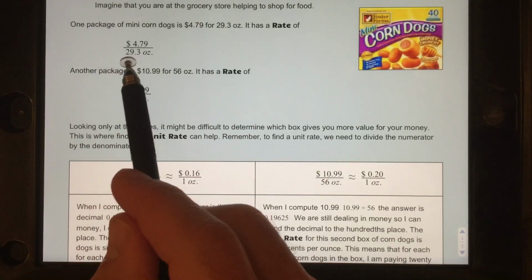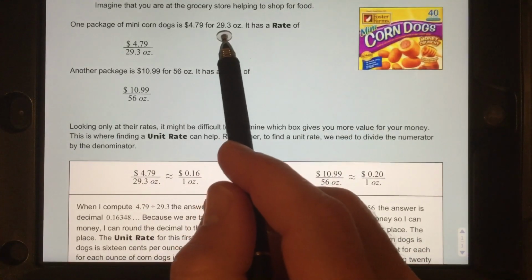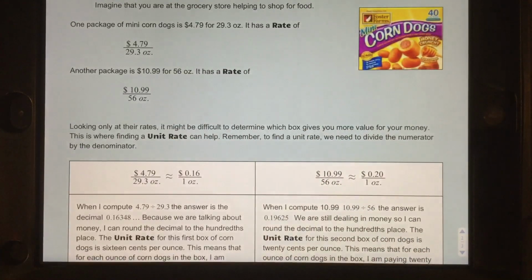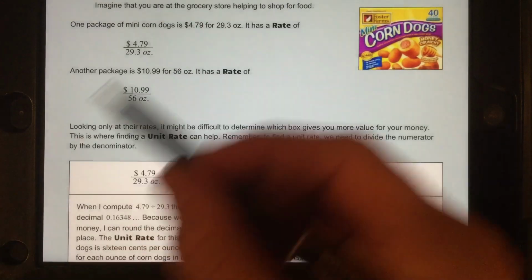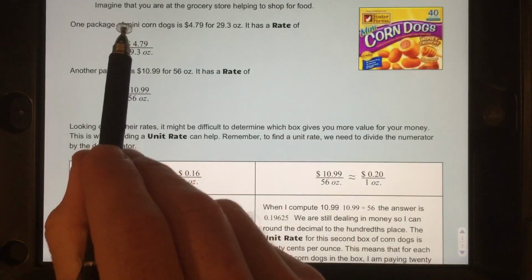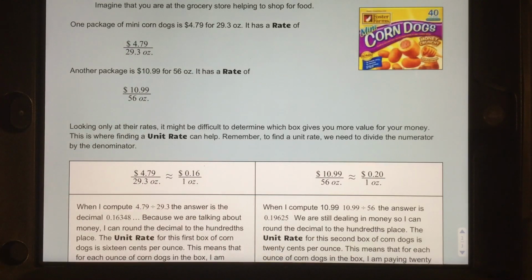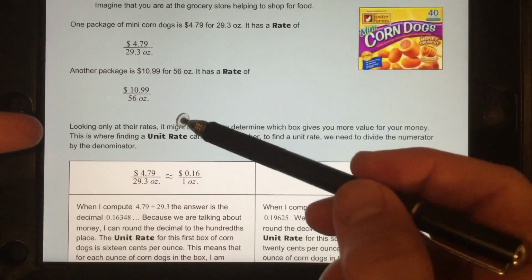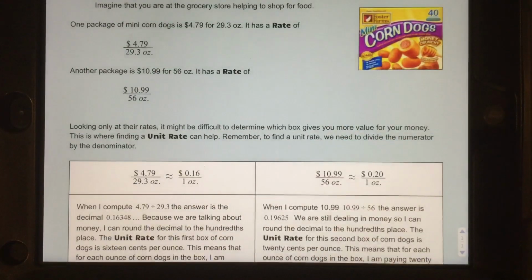I found a package of corn dogs that was 29.3 ounces for $4.79. So I expressed that as a ratio, and because it's dollars on the top and ounces on the bottom, that's a rate. Now, could you do 29.3 ounces over $4.79? Yes, but then when you divide it out, you'd be finding how many corn dogs you get per dollar, which is also very useful. So long as both of your rates are set up the same way, then you can make that comparison.